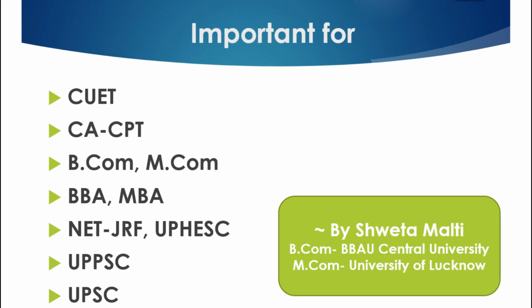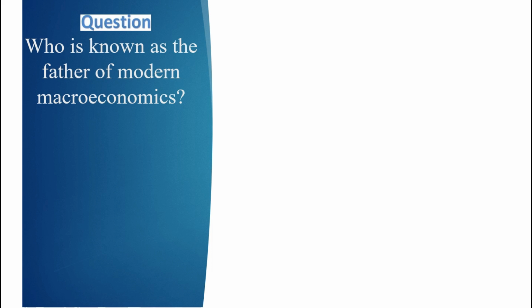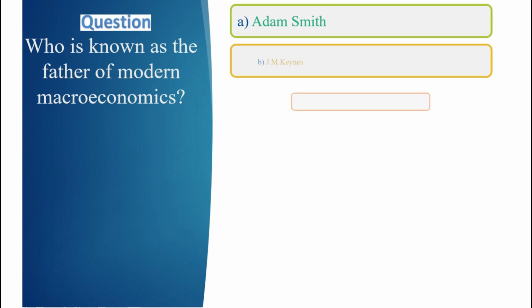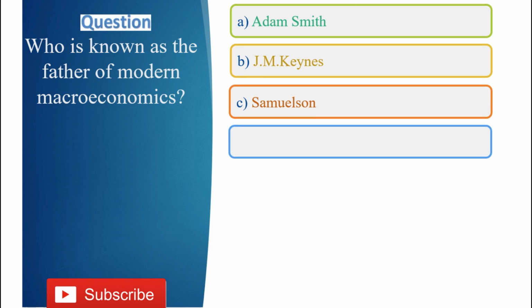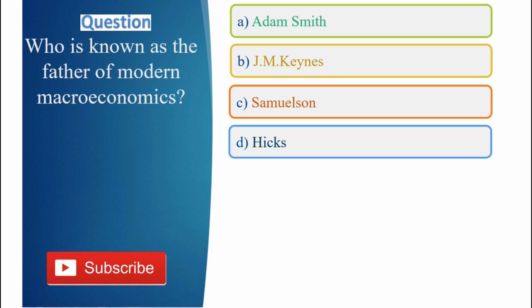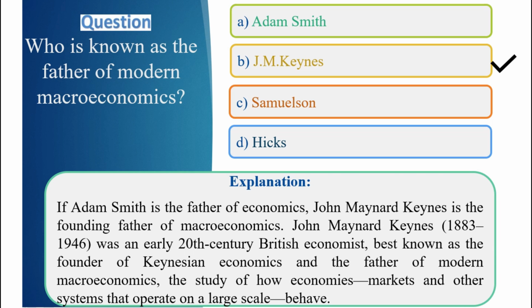Okay, knowledge bankers, let's move to our question series, and our first question is: who is the person known as the father of modern macroeconomics? Option number 1, Adam Smith. Option number 2, J.M. Keynes. Option number C, Samuelson. Or option number D, Hicks. And the correct answer for the question is option number B, J.M. Keynes. If Adam Smith is the father of economics, then John Maynard Keynes is the founding father of macroeconomics.